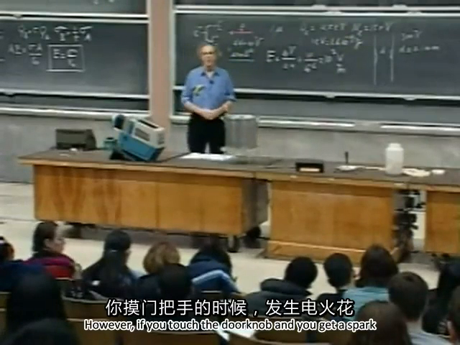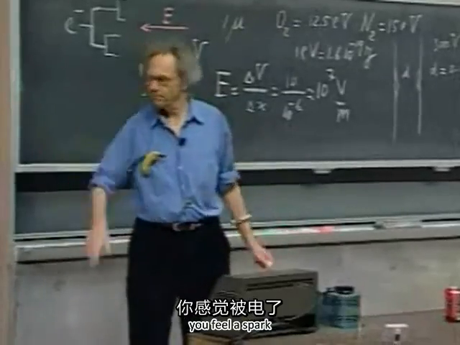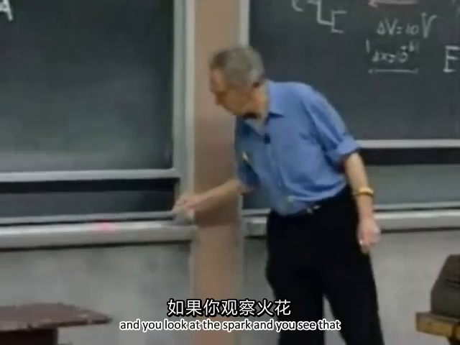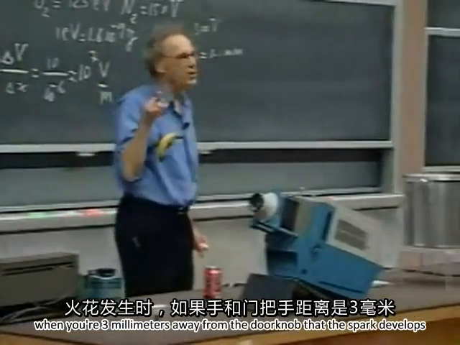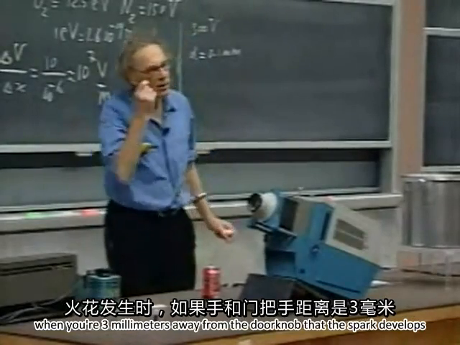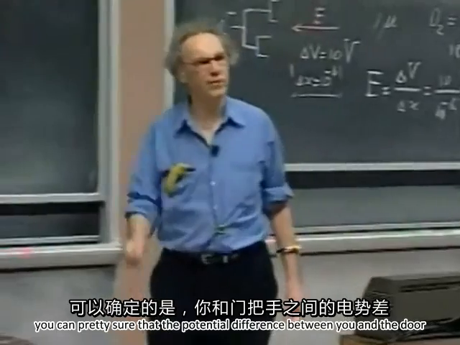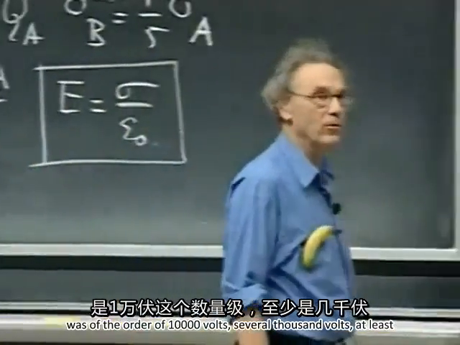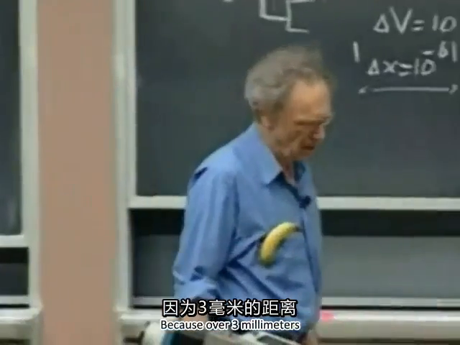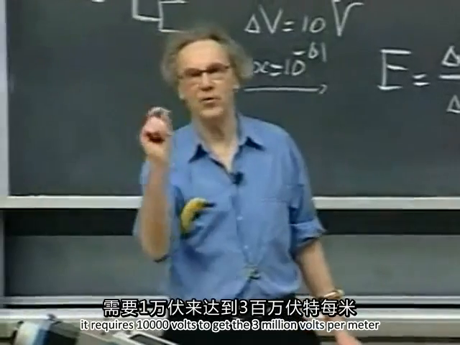However, if you touch the doorknob and you feel a spark, and you look at the spark and you see that it develops when you're 3 millimeters away from the doorknob, you can be pretty sure that the potential difference between you and the door was of the order of 10,000 volts, several thousand volts at least, because over 3 millimeters it requires 10,000 volts to get to 3 million volts per meter.